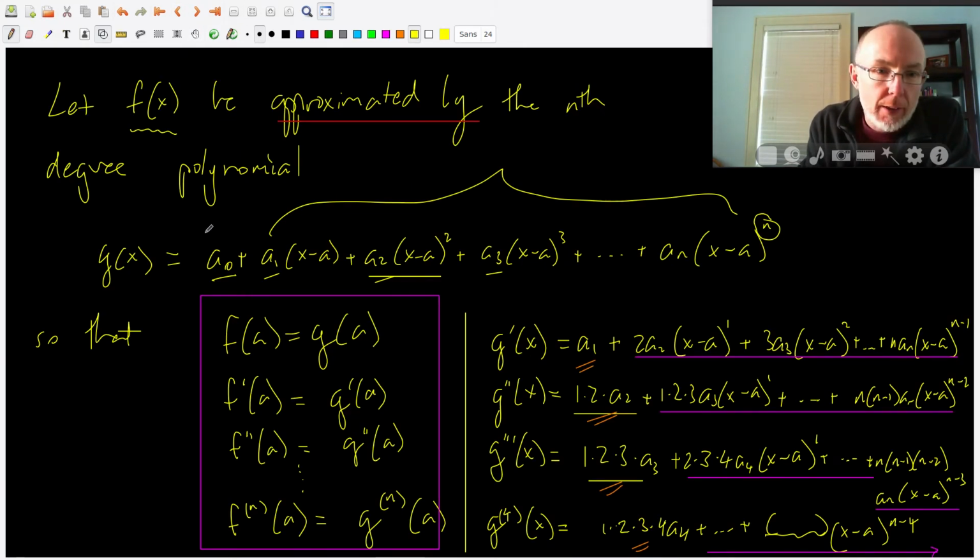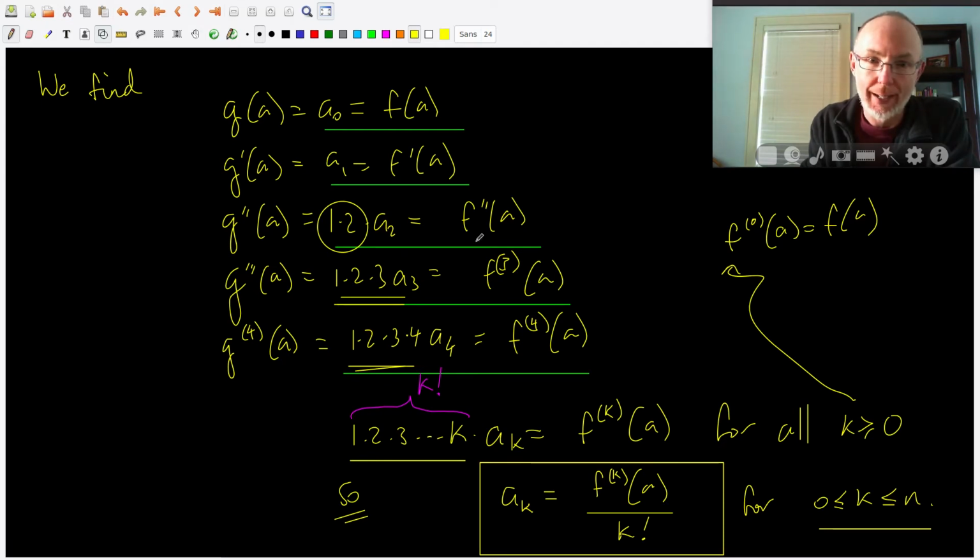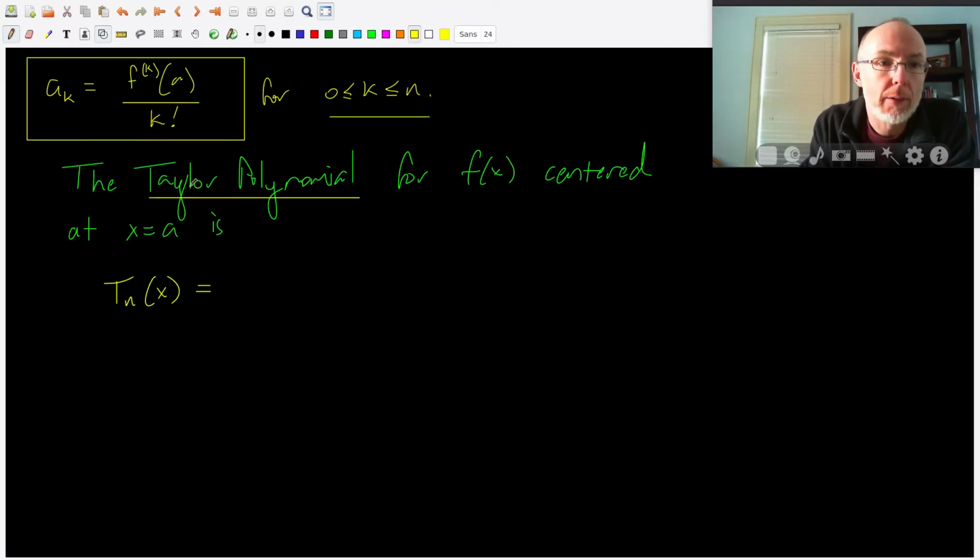We started with a function g, and all I'm doing is plugging in our values for a0 and a1 and a2. In this case, this one tells us that a3 is the third derivative evaluated at a divided by 3 factorial. And so plugging those in, our Taylor polynomial centered at x equals a is going to be a0, which is just the value of the function, plus the first derivative of the function at a divided by 1 factorial multiplied by x minus a.